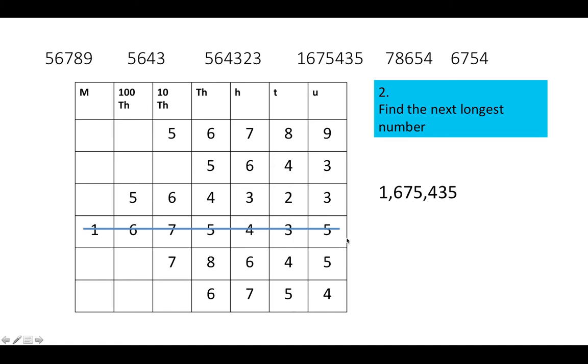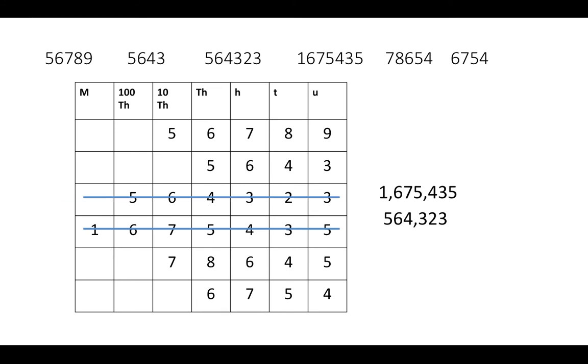Now we look for the second biggest number. So we're looking for the second longest number. And this is the only number that has a digit in the hundred thousands column, so it's the second longest number. Now we'll repeat that process. We're looking for the next longest number.